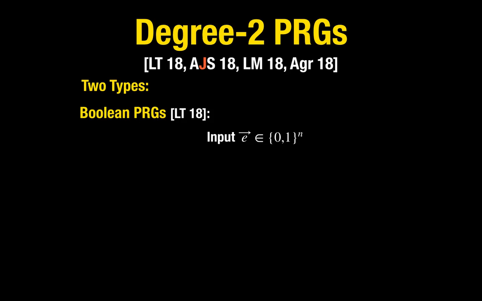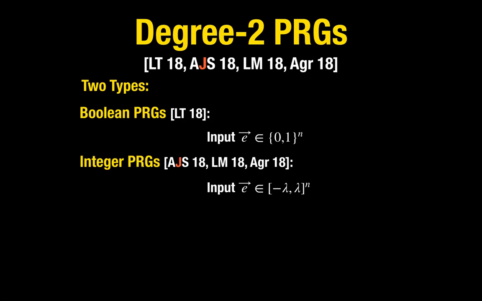The first one was proposed by Lin and Tessaro. They are degree 2 Boolean PRGs, where the input sits in the Boolean hypercube, {0,1}^n. Their output is also Boolean. Later on in my work with Prabhanjan and Amit, and then concurrently Lin and Matt and Agarwal, we proposed this notion of integer degree 2 PRGs, where the input is an integer. So it's no longer in the Boolean hypercube. It sits in [-λ, λ]^n for some λ. So it's an integer input. Your output is also an integer.